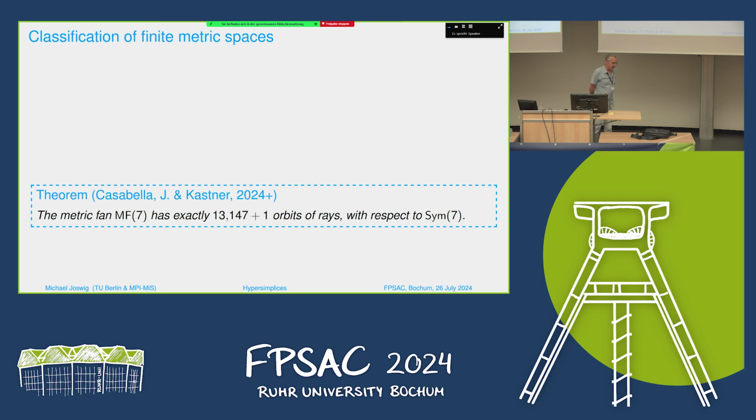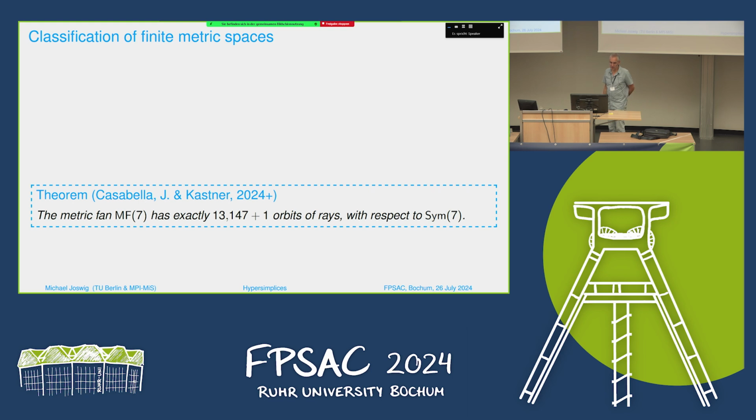And so in this sense, the computational result that I showed you about the computation of the secondary fan has an immediate corollary. It also gives you the metric fan. In particular, we had 13,147 rays in the previous case for the secondary fan, and by intersecting with the positive orthant, we pick up one more orbit of rays, again with respect to the symmetric group of degree 7. This is another outcome of our computation.